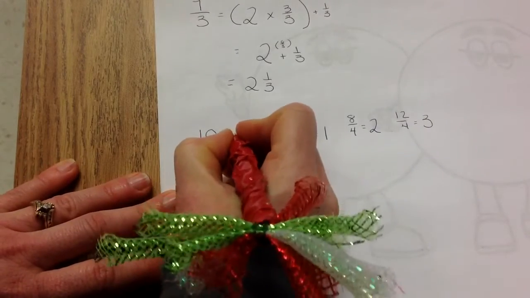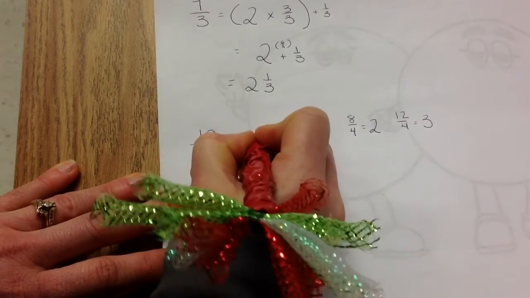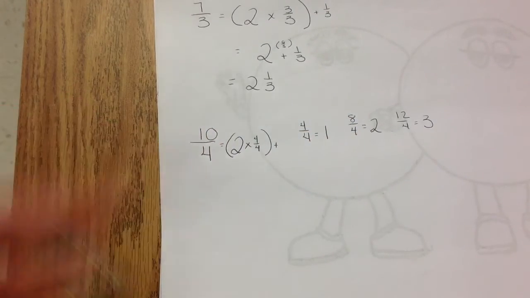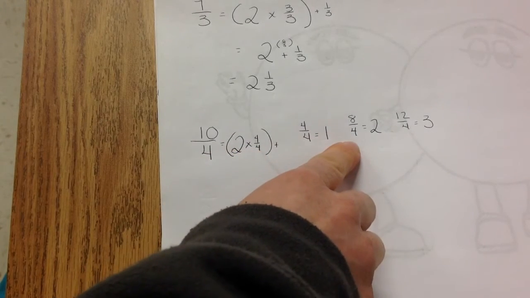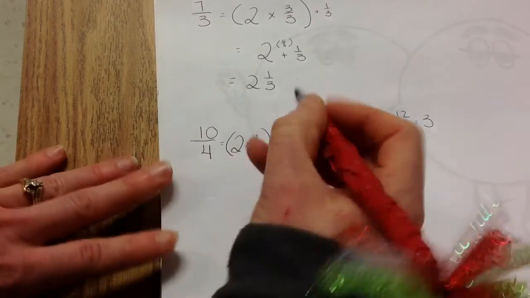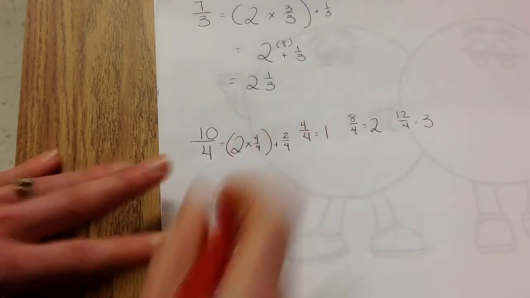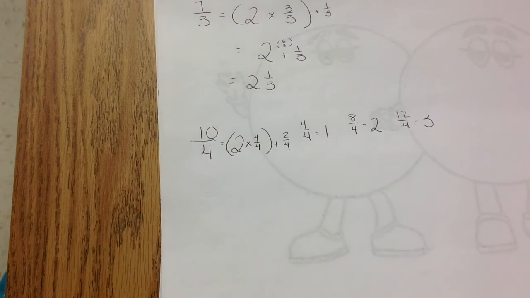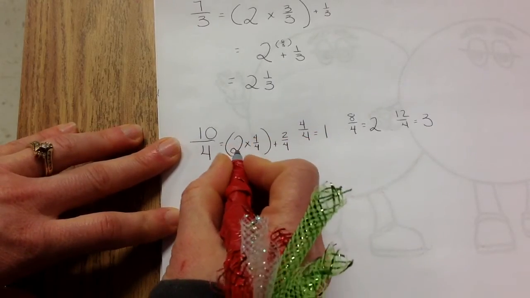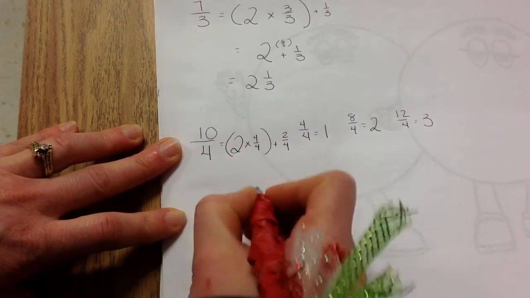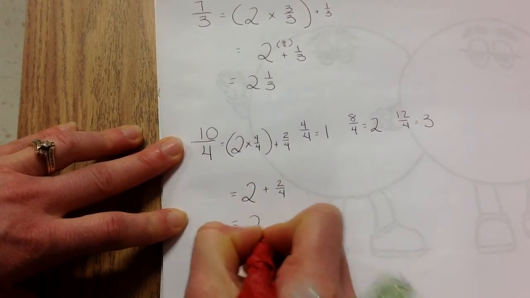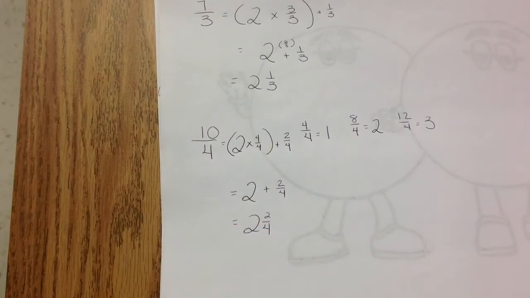So we know that I have 2 groups of 4/4. But what's left? Because 2 groups of 4/4 is 8/4. So what's left? Well, if you take 8 from 10, you get 2/4 left. Then what you're going to do is say 2 times 4/4. Well, it's like saying 2 times 1. So it's 2 plus 2/4. And then you just put it together, because 2 plus 2/4 is 2 2/4.